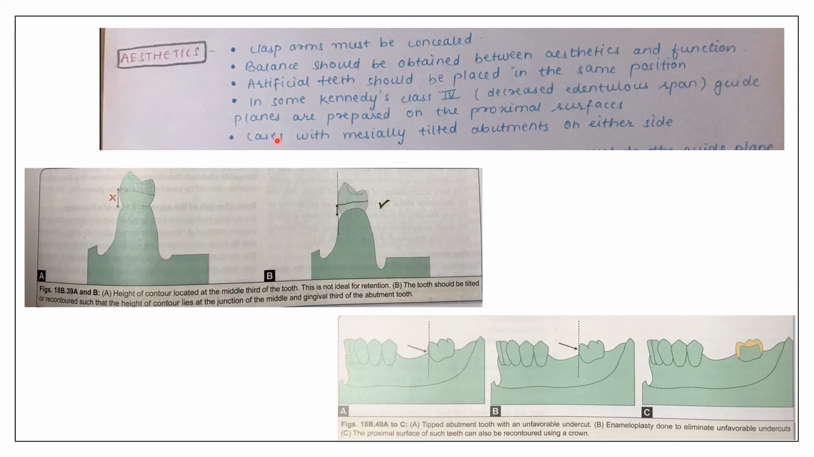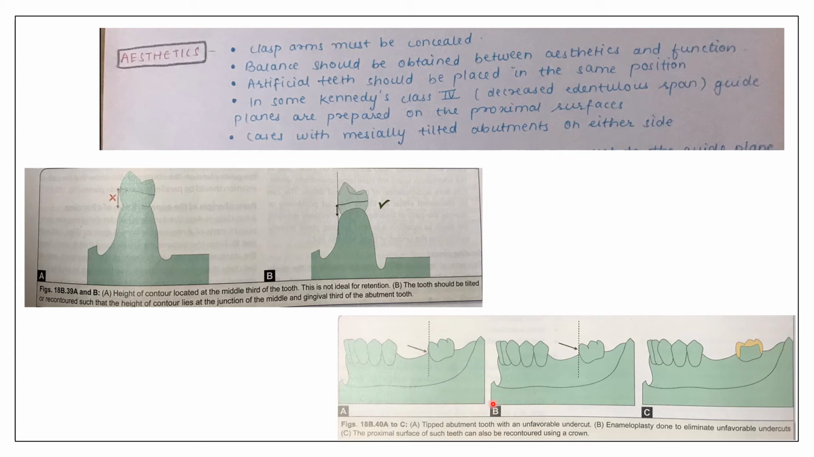And the next is the cases where there are mesially tilted abutments on either side of the edentulous space, which will have large aesthetic undercuts, leading to accumulation of plaque and debris. This can be eliminated either by tilting the cast posteriorly, or by altering the path of insertion, or by selectively grinding the teeth, and thereby we are eliminating the undercuts. So in some cases your abutments are mesially tilted, which creates undercuts that lead to accumulation of plaque and debris. So what we can do is eliminate them by tilting the cast.